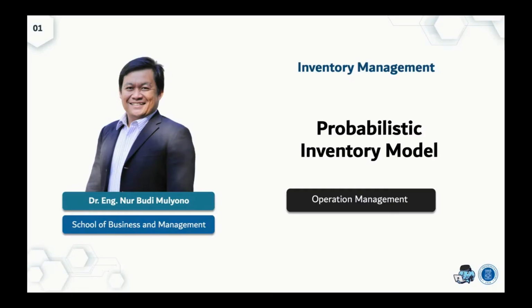The economic order quantity model was already discussed in the previous video. In the economic order quantity model, we assume that the demand and lead time are deterministic. What if the demand and the lead time are probabilistic? This becomes the probabilistic inventory model that we will discuss in this video.